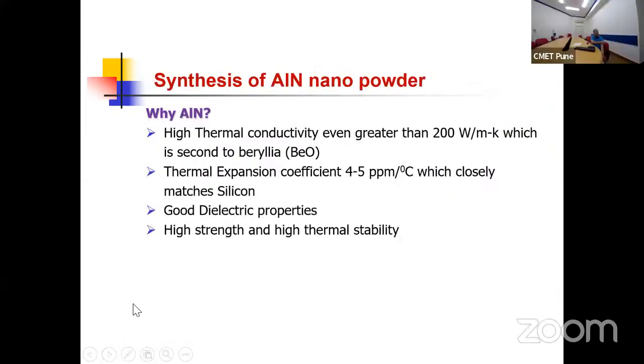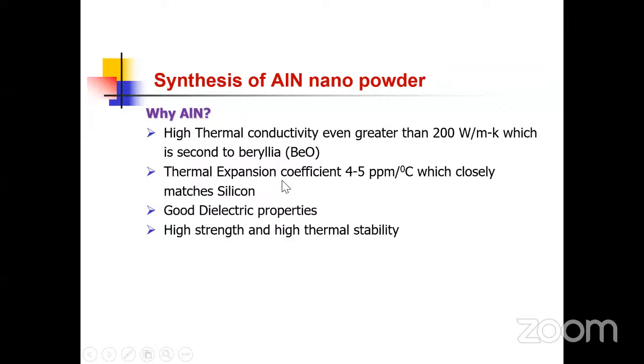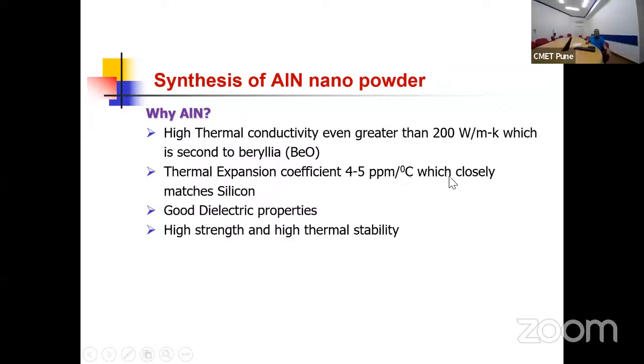Then we have also synthesized aluminum nitride powder. Aluminum nitride has high thermal conductivity, greater than 200 watt per meter Kelvin, which is second to beryllium. Because beryllium is a somewhat hazardous metal, people are now replacing it with aluminum nitride where high thermal management is required. And its thermal expansion coefficient of 4 to 5 ppm per degree C also matches with silicon, and it has good dielectric properties, high strength, and high thermal stability.